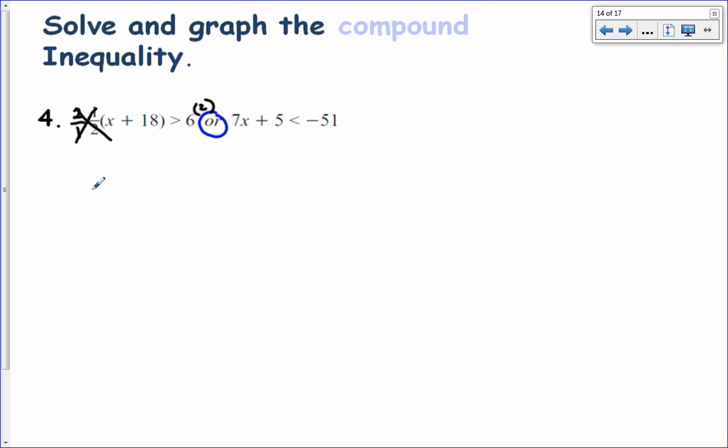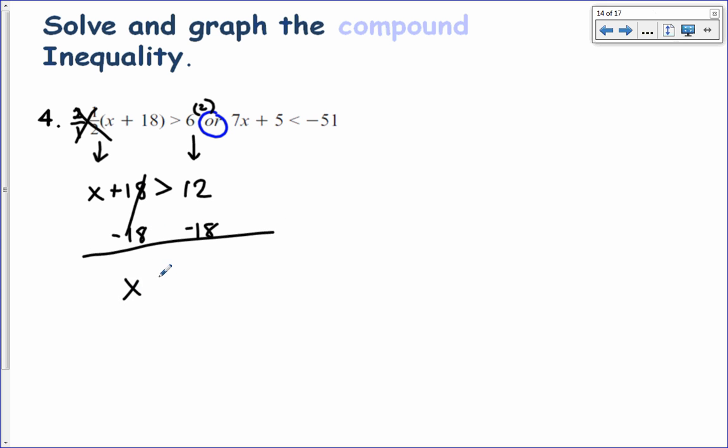And my simplified inequality says x plus 18 is greater than 12. See what I did there? I multiplied times 2 on both sides, and we simplified things down. Now I'll just subtract 18 to get x by itself, and my inequality says x is greater than -6.